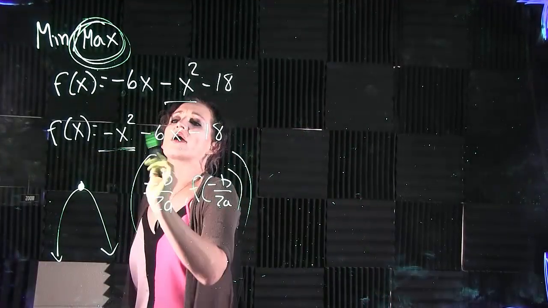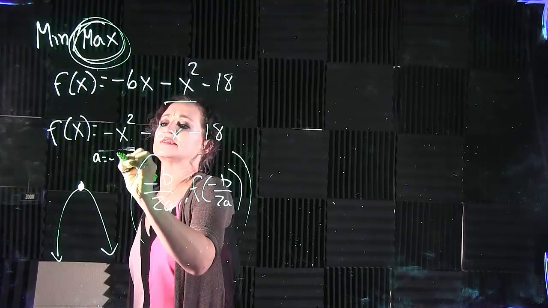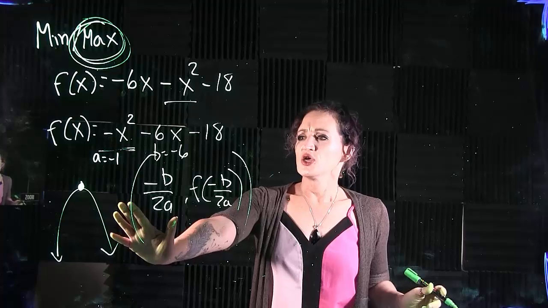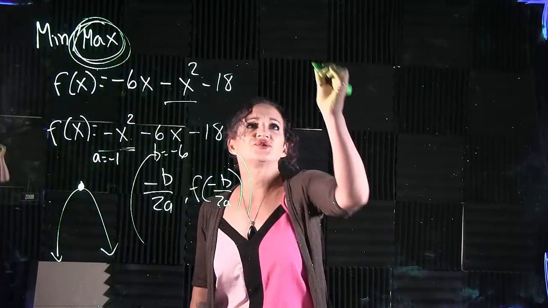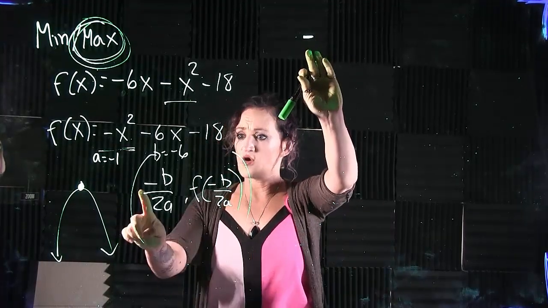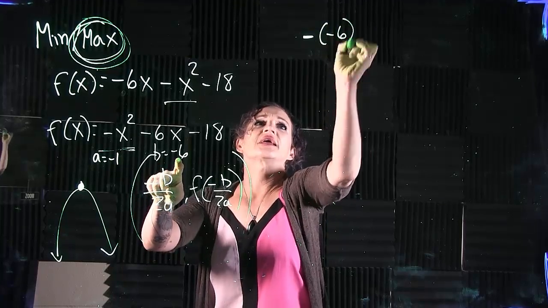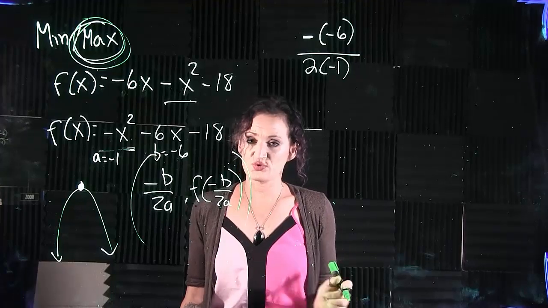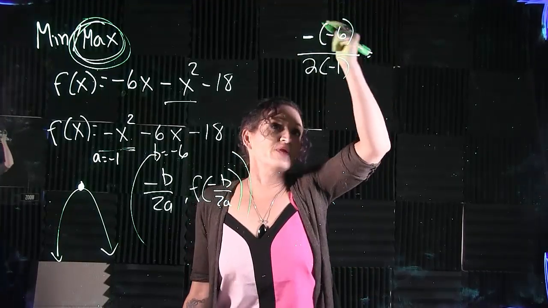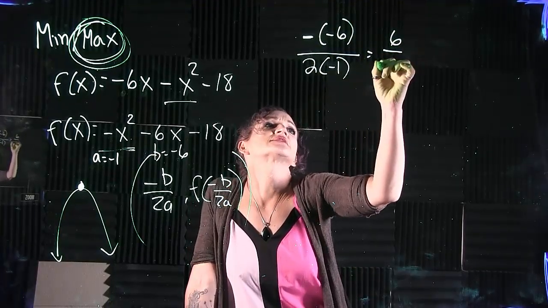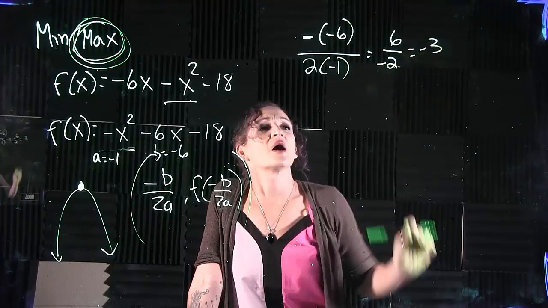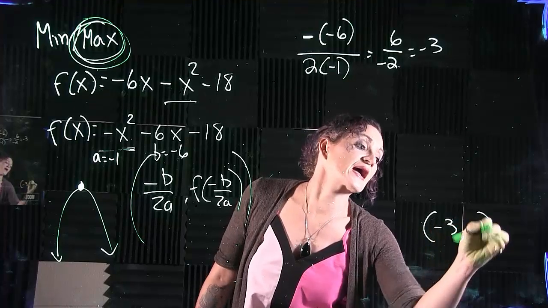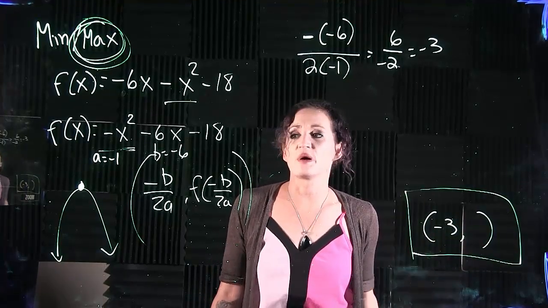So if we take a look at our example, it looks like a is a negative 1, b is a negative 6. So if we plug that into negative b over 2a, negative is part of the formula, b is a negative 6 over 2 times a, which gives us 2 times negative 1. Simplify this, so we get a positive 6 up top, negative 2 down bottom, which gives us a negative 3. That is the x value for our maximum point.